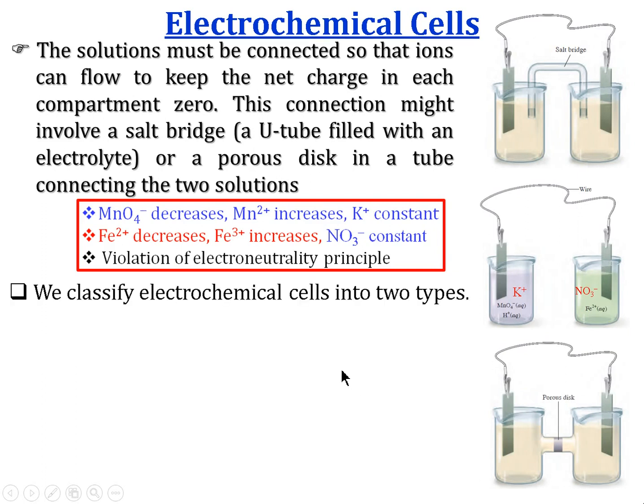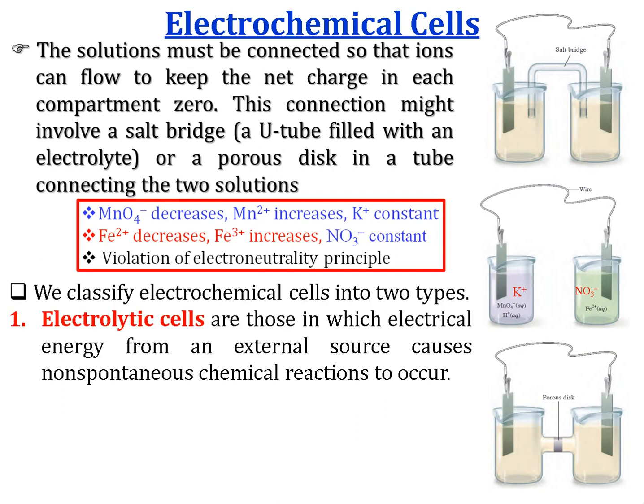We have two types of electrochemical cell. The first is the electrolytic cell, those in which electrical energy from an external source causes a non-spontaneous chemical reaction to occur. So in the electrolytic cell, the redox reaction is non-spontaneous, and we use external current to make this reaction spontaneous.